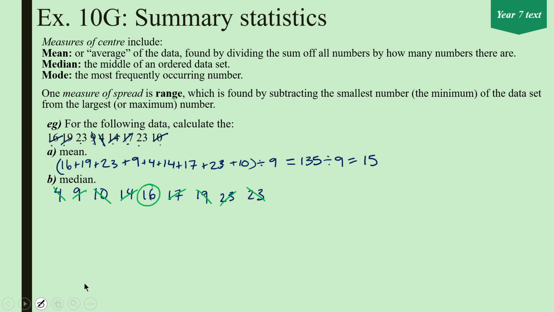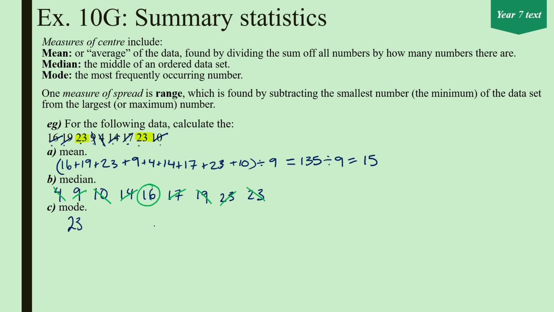Almost finally, for our last measure of center, we're going to find the mode. The mode is just the number that appears most often. You might have noticed as we were writing that out, 4 only appears once, 9 appears once, 10 appears once, etc., until we get to the number 23. 23 appears twice in the data set. It's the only number to appear more than once, and therefore it's our only mode, because it appears the most often.